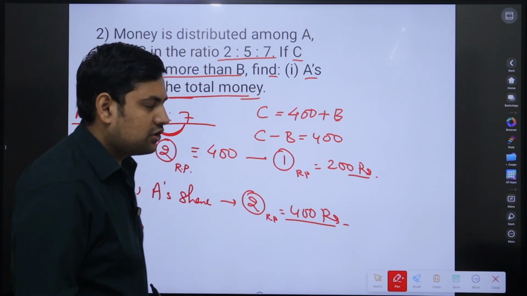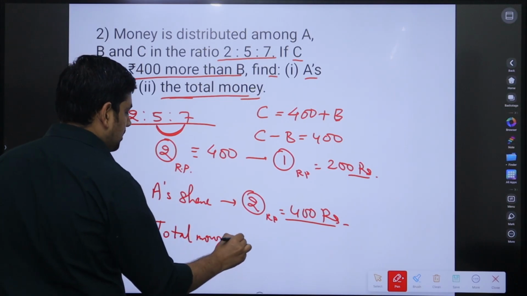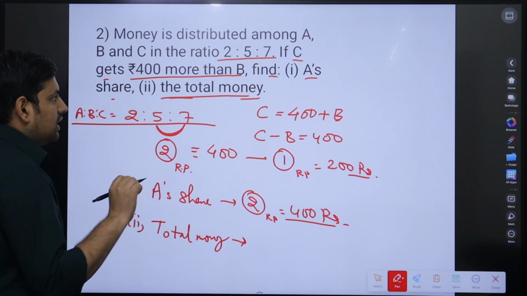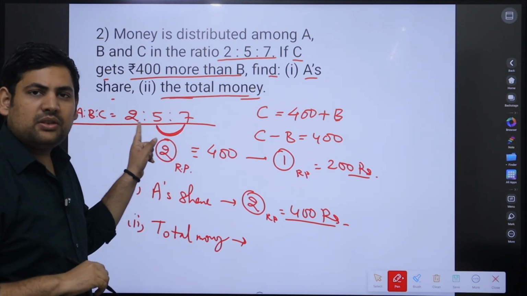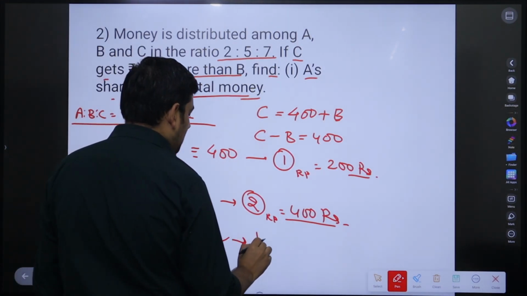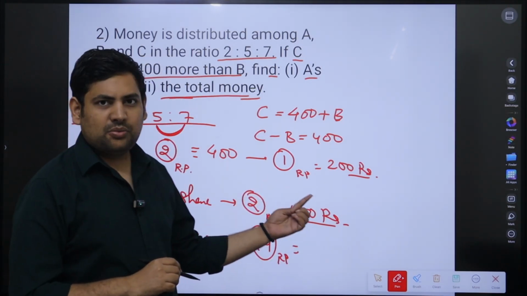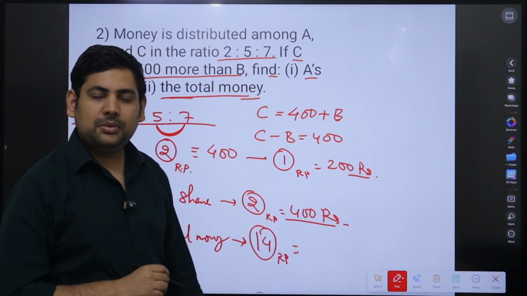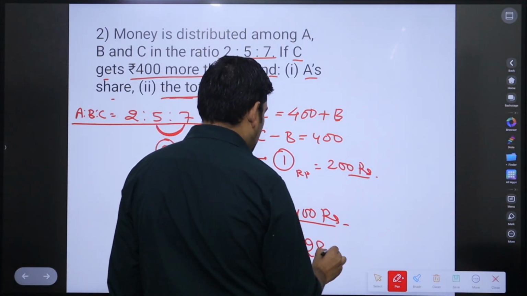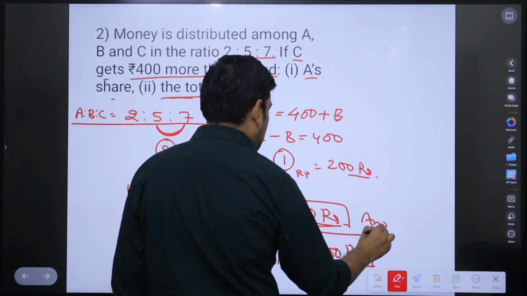Total money is how many ratio points? 2 plus 5 plus 7. 7 plus 5 is 12. 12 plus 2 is 14. So that means 14 ratio points is what we are talking about here. So if 1 ratio point is equal to 200, then 14 ratio points will be equal to what? 14 into 200. That is 2800 rupees. These are your 2 final answers.